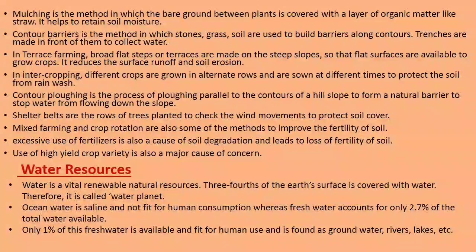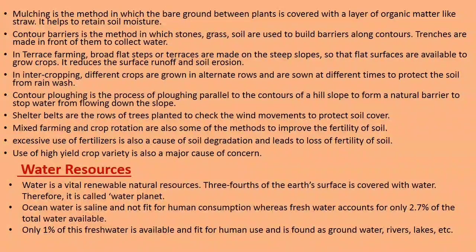So the factors by which we can control soil erosion, one of them is mulching. In this method, organic matter such as straw, grass, etc. are used to cover the bare ground between rows of plants, and it helps soil to retain moisture. And the next is the contour barrier. This method is mainly used in hilly areas where grass, stone, soil, bars, etc. are used to build contour barriers.